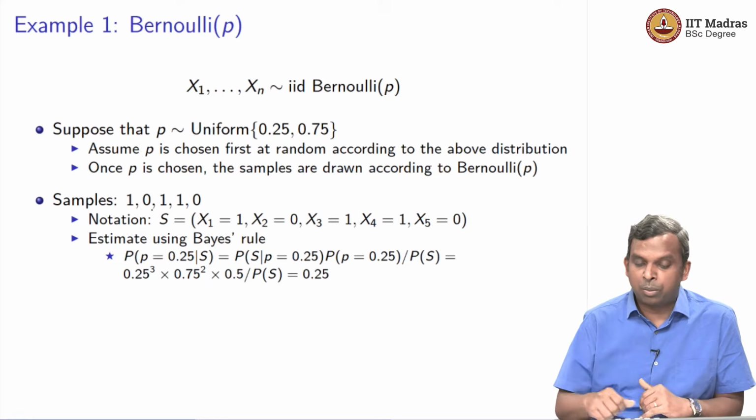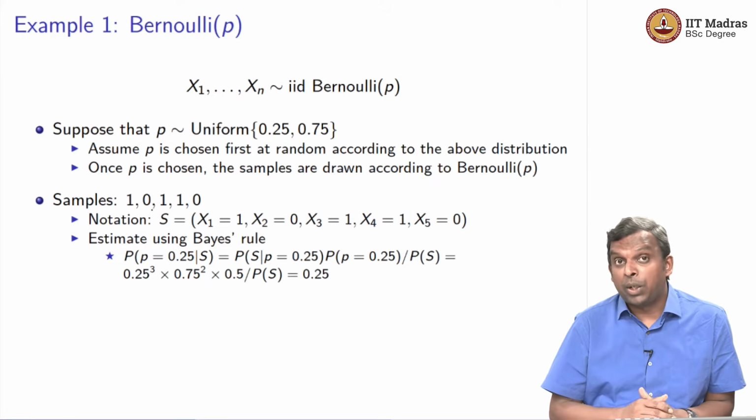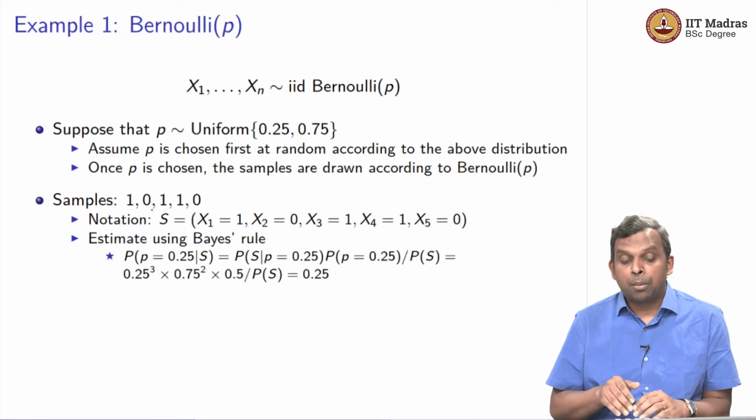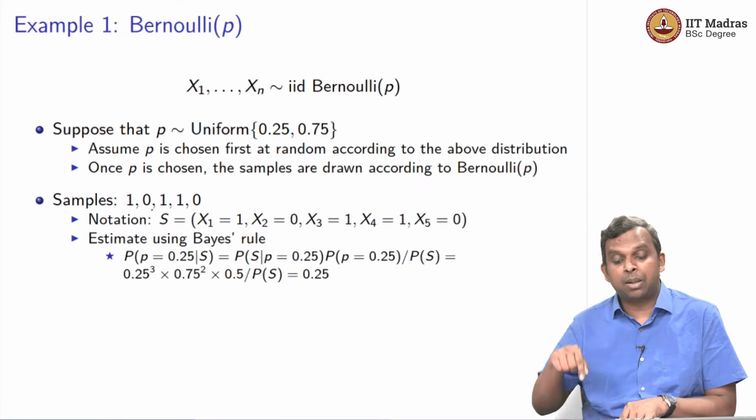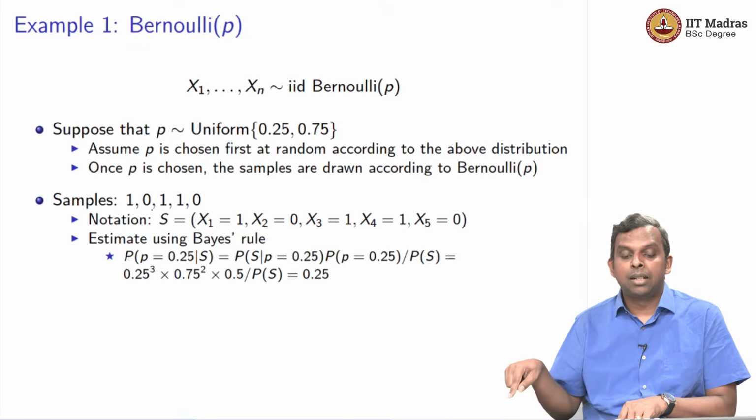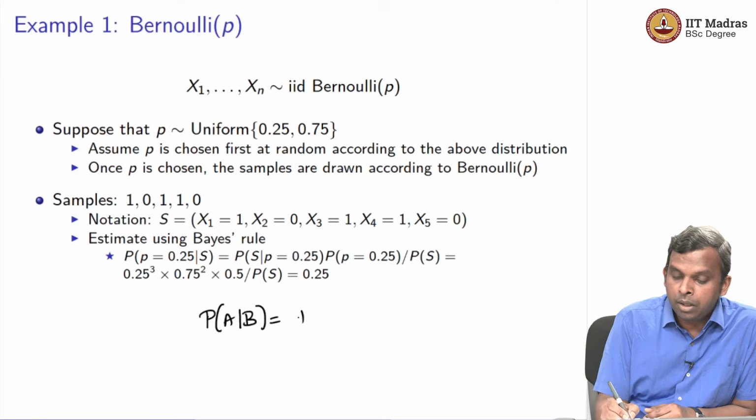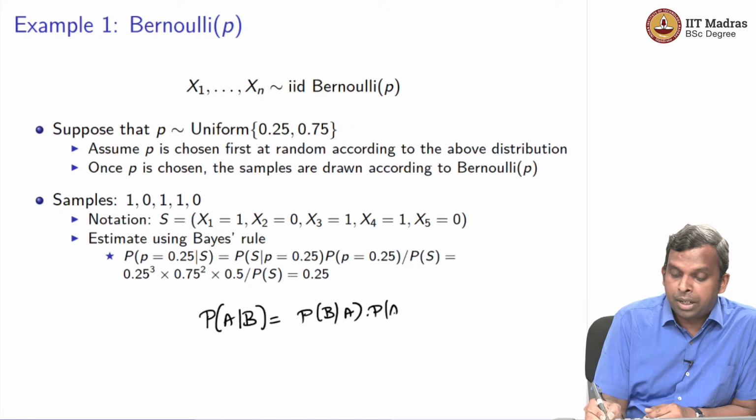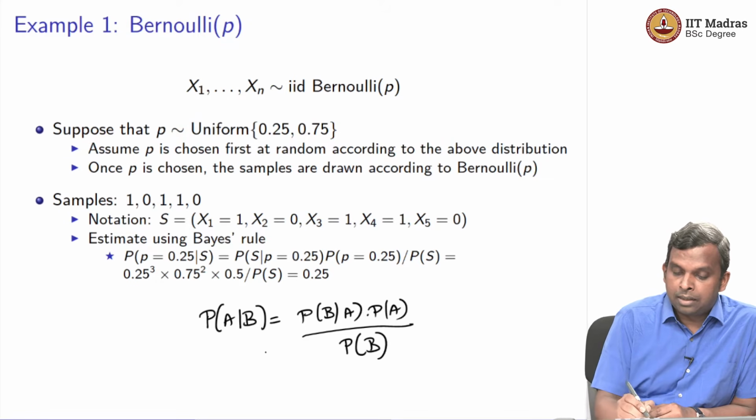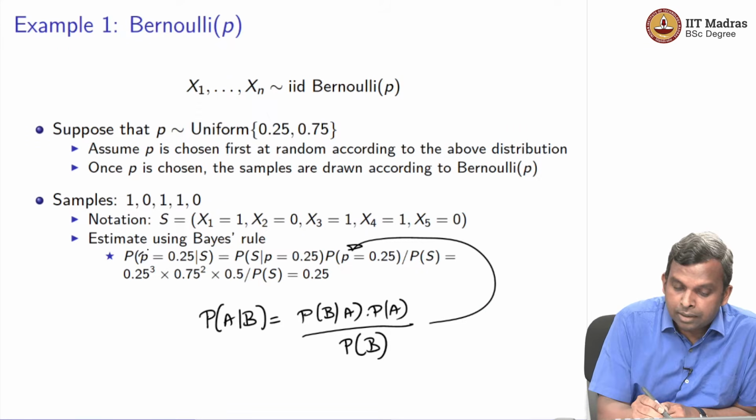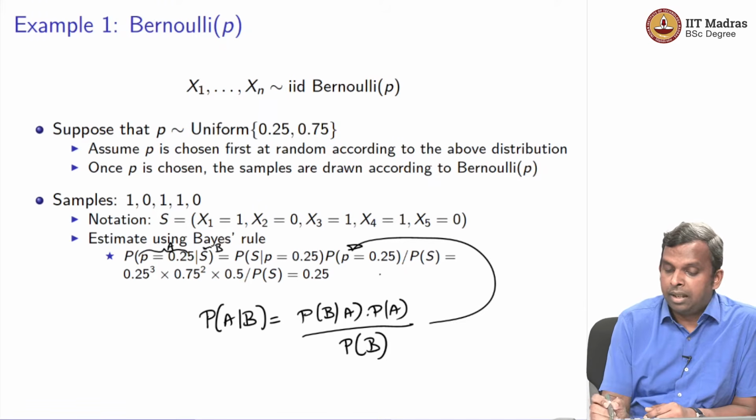So how do I do it? Bayes rule gives the probability that p equals 0.25 given the observations S. It equals the probability of S given p equals 0.25 times the probability that p equals 0.25, divided by the probability of S. This is the classic Bayes rule: probability of A given B equals probability of B given A times probability of A divided by probability of B. Think of this as A, think of this as B, and just use the formula. That's all that's going on here.